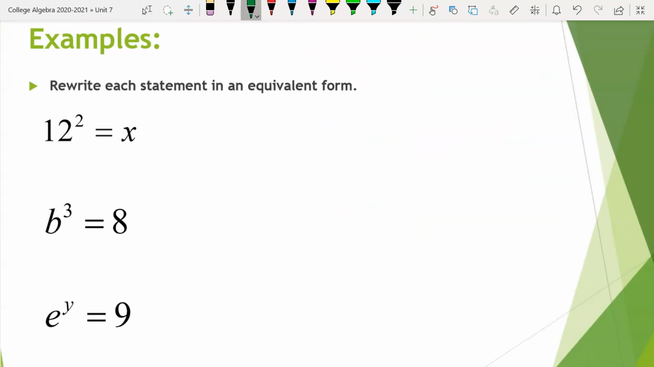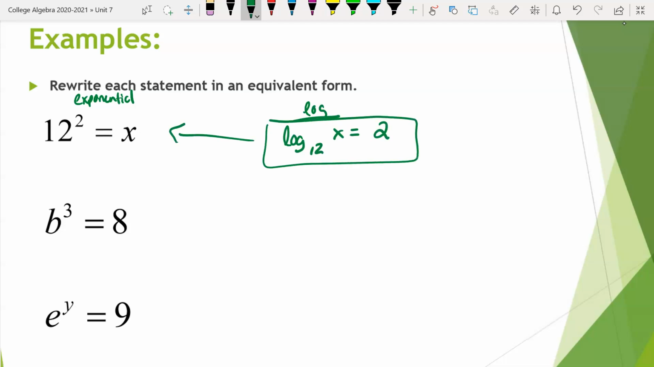So now we have exponential equations. We're going to write them as log equations. So this one, log base 12 of x is going to equal your exponent. So that's the same thing as this, just rewritten. Log base b of 8 is going to equal 3.